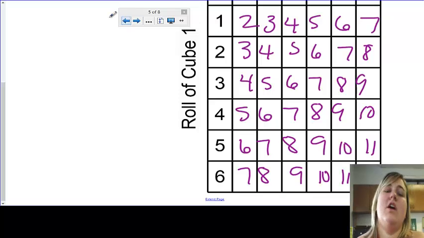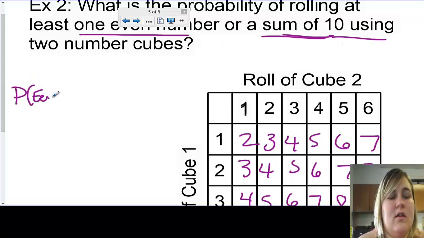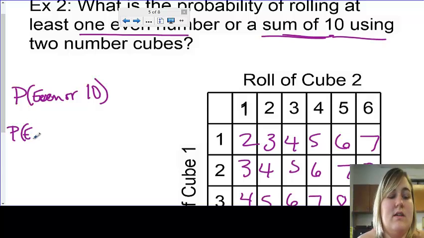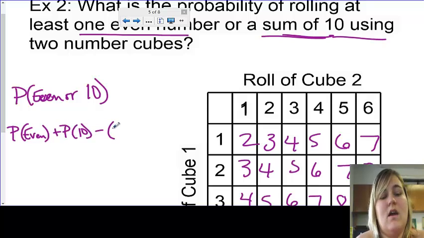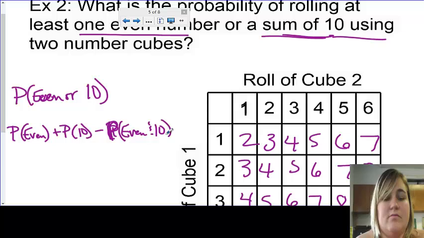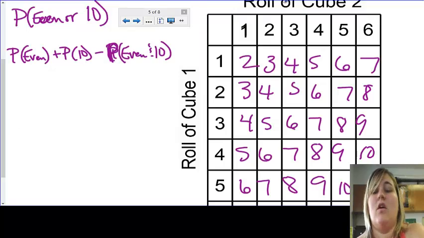Okay. So I want to know the probability of rolling at least one even number or a sum of 10. So that's going to be found by finding the probability of rolling at least one even number plus the probability of rolling a sum of 10 minus the probability of rolling an even number and a 10.